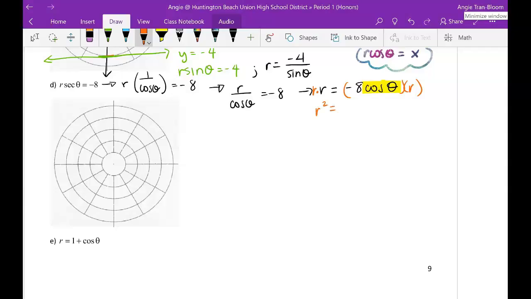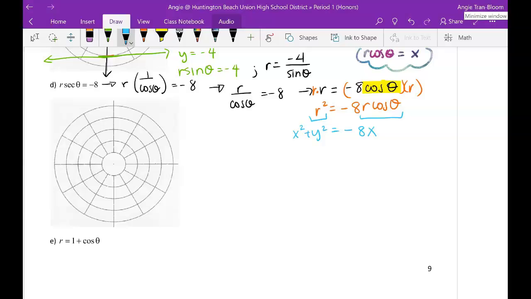So now I have r squared equals -8 r cosine of theta. r cosine of theta, I can totally change that, right? And r squared, I can change that too. r squared is x squared plus y squared equals -8, and this whole thing is x.